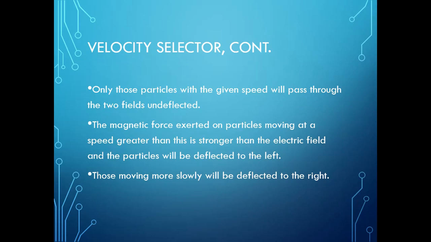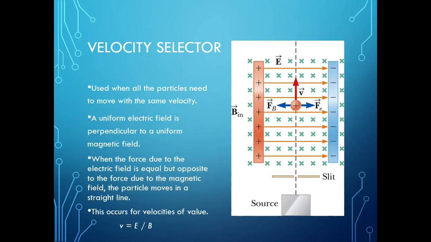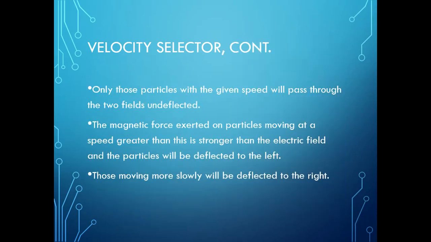Only those particles with the given speed will pass through the two fields undeflected. The magnetic force exerted on a particle moving at a speed greater than this is stronger than the electric field, and the particle will be deflected to the left. Those moving more slowly will be deflected to the right, and those moving fast will be deflected to the left.